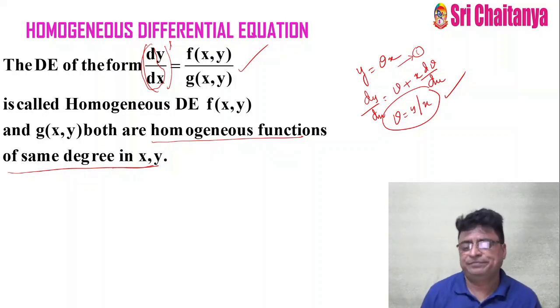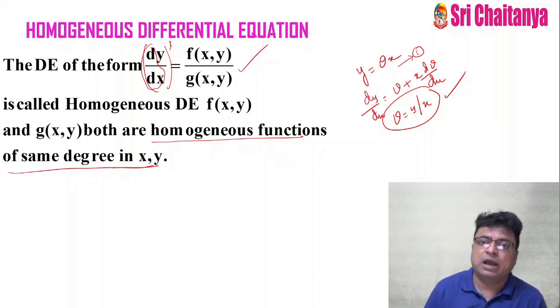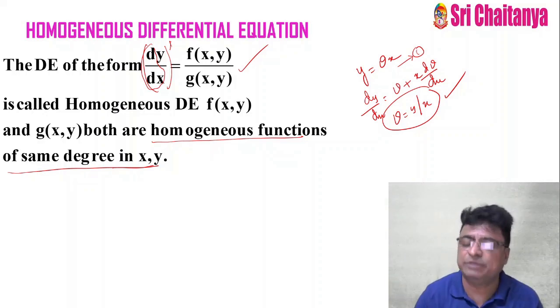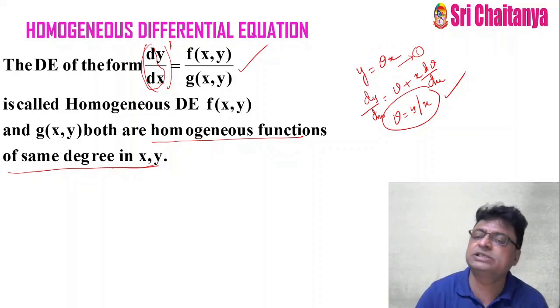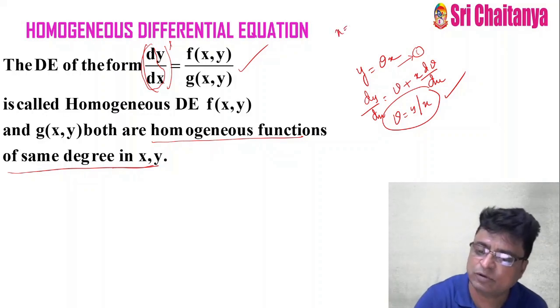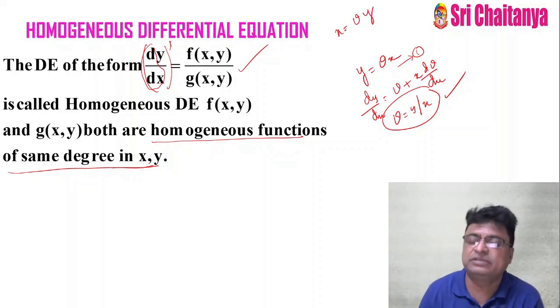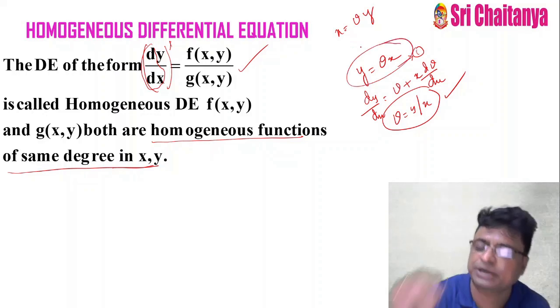This is the method. Ultimately, what I am converting is the unknown form into the known form. For that, I am using the transformation y equal to vx, if x is the independent variable. If y is the independent variable, I can write x is equal to vy. Or if t is the independent variable, or suppose dy by dt is there, then I can write y equal to vt. So based on the equation, I can use the corresponding transformation. That is the important first point.